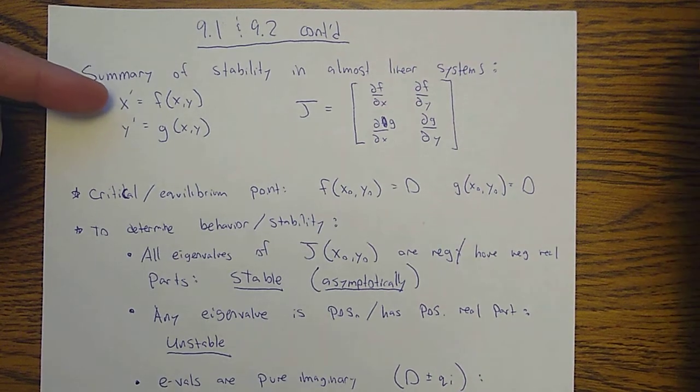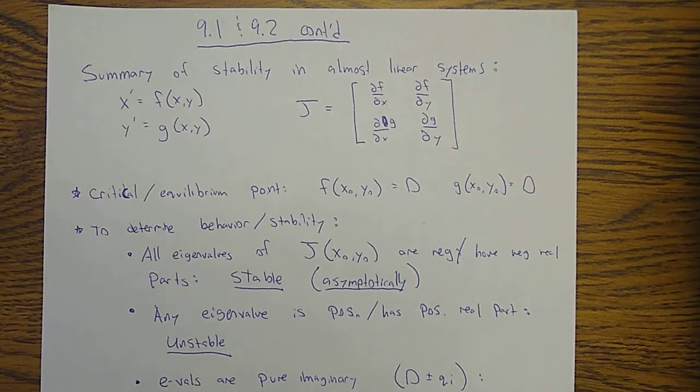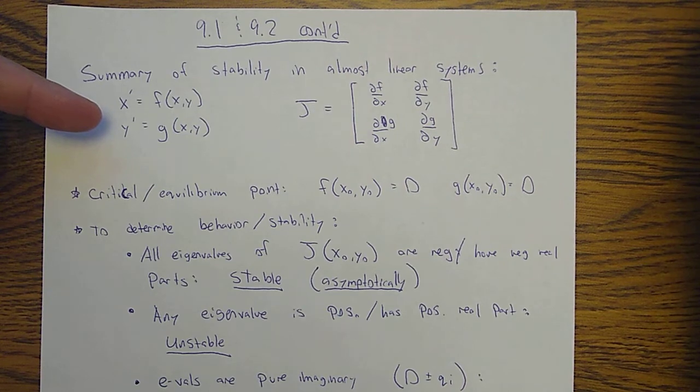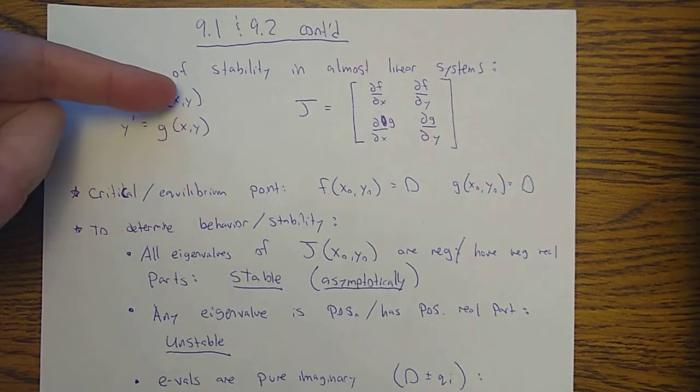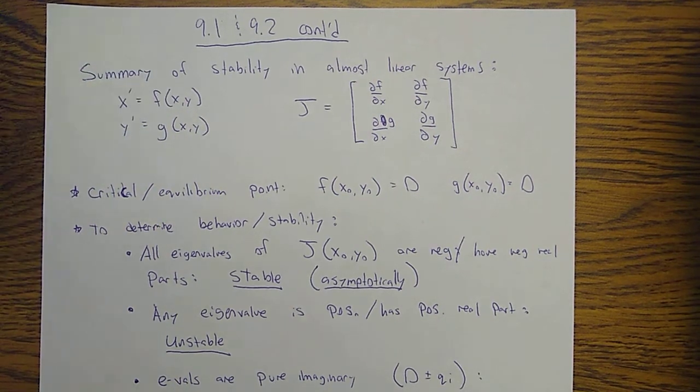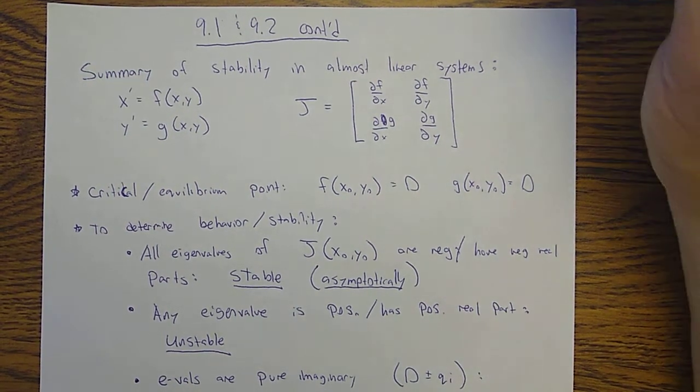So we have two variables. It could be x and y, or it could be x1 and x2. And we have the derivative of x written as a function of both of them, and the derivative of y written as some other function of both of them.